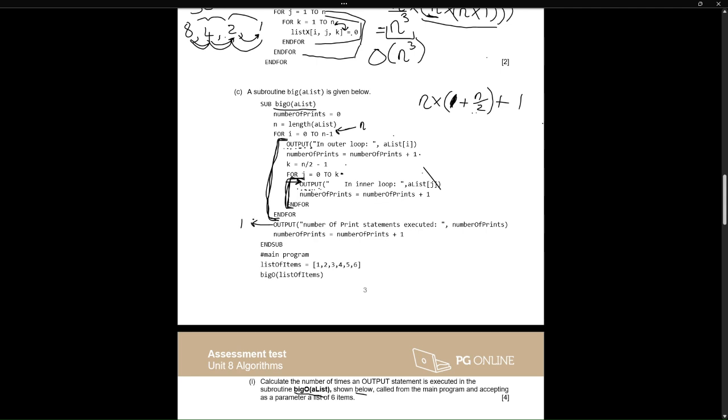We want a parameter list of 6 items, so we just plug 6 into here. 6 multiplied by 1 plus 6 over 2, plus 1, which becomes 6 times by 4, plus 1.